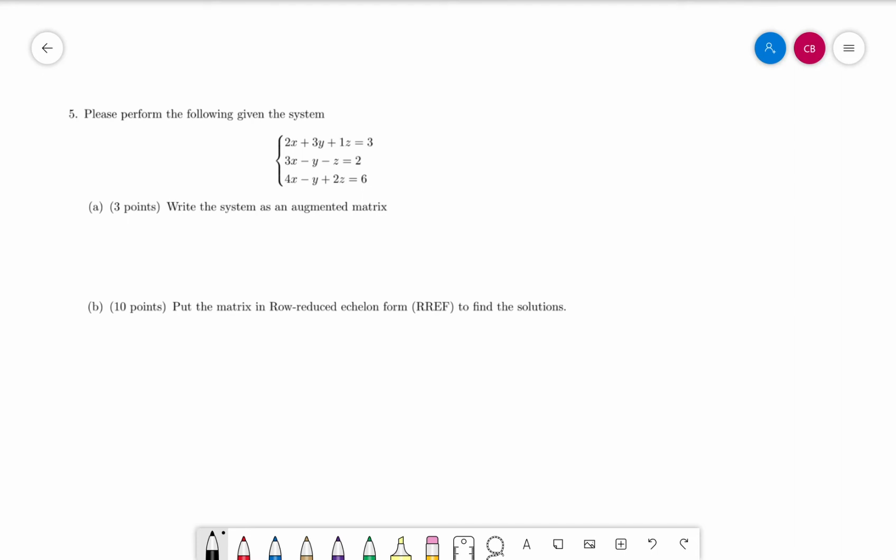It says please perform the following given the system. Write the system as an augmented matrix. So augmented matrix is going to be 2, 3, 1, and 3. And remember, all I'm doing is taking the coefficients from here, here, here, and here. 3, -1, -1, and 2. And 4, -1, 2, and 6. Okay, so that's that. Now, part A is done.